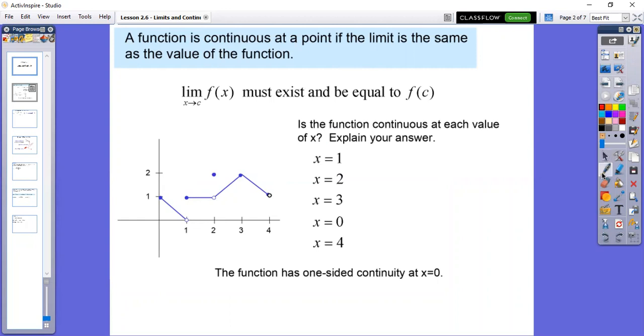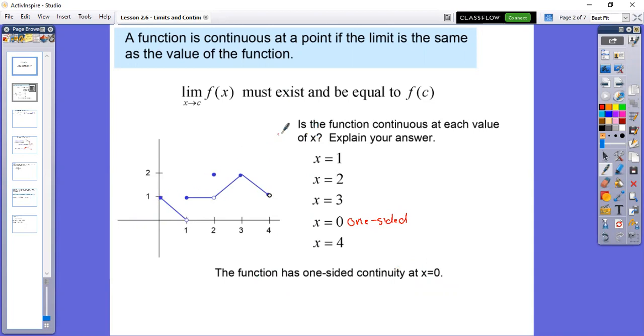So we're just going to take a look at this little graph over here and determine if the function is continuous at each value. So first, let's look at 0. The function has one-sided continuity at x equals 0 because the interval of the function ends. There is no function before that, but the right-hand limit exists and is defined and is equal to the value of f of c. So that is one-sided continuity.